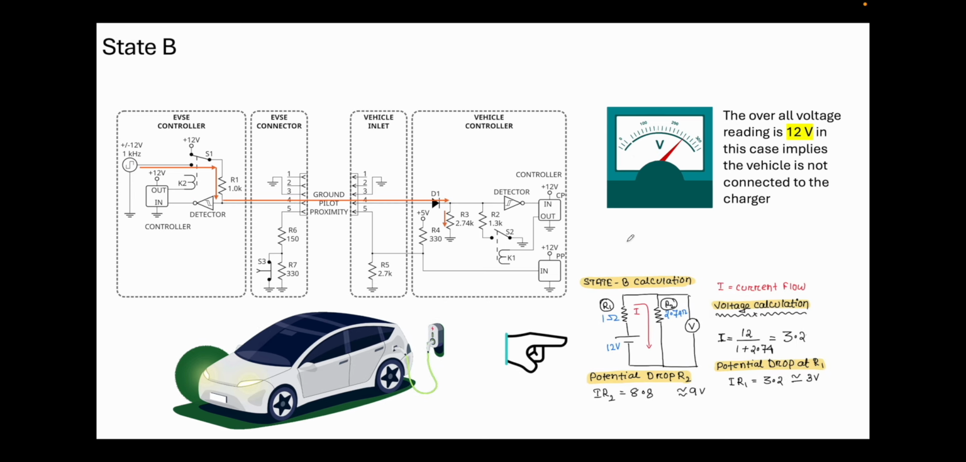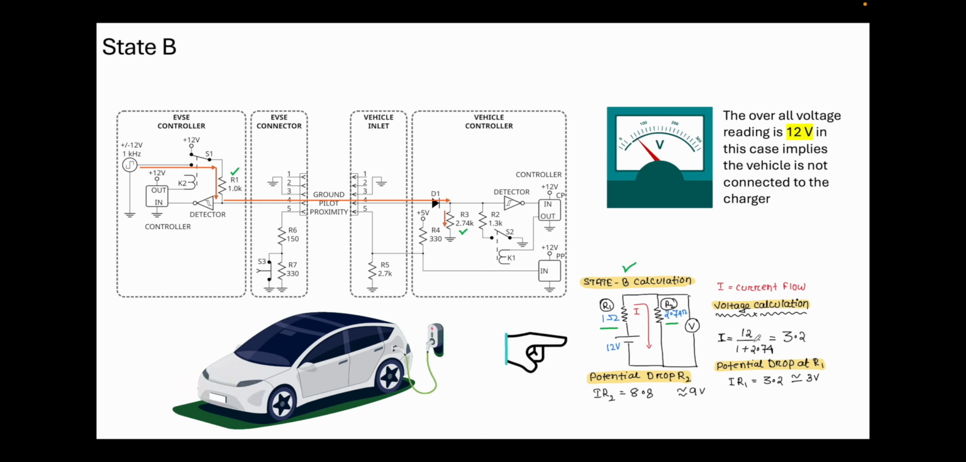Next is the state B. So in state B, it gets a little bit complex. Now your switch is closed and you have the 1k resistor that is there, and you will also have a 2.74k resistor that is connected to it. And overall, if you draw the equivalent circuit diagram in state B, it will look like this. So here you have two parallel resistors that are connected. One is the 1k resistor, and another is the 2.74k resistor.